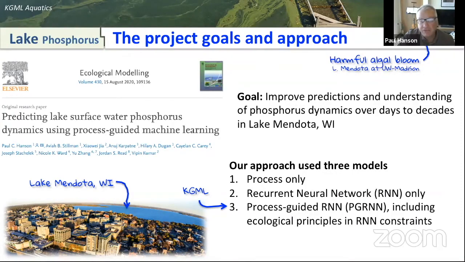And even though we know a lot about phosphorus dynamics in lakes, we really haven't done much prediction over scales that range from the short time scale, let's say days, up to decades. And so we thought we'd give that a go. And so our goal here was to improve predictions over these broad time scales in this lake. And we used 3 different approaches: a process-only model, a recurrent neural network, and then of course combining those two to create the KGML.